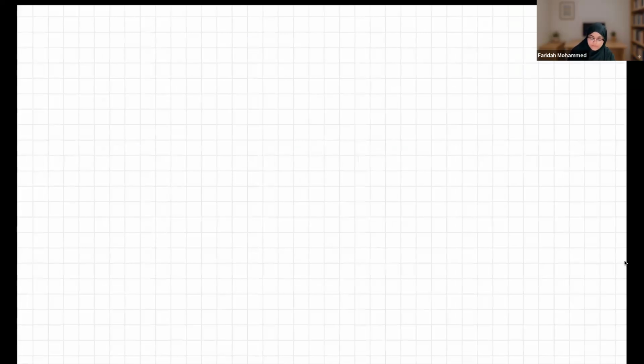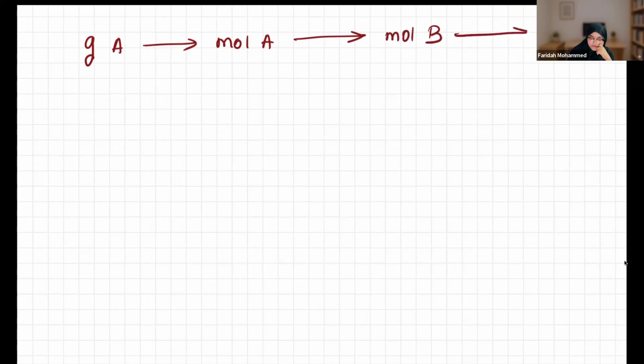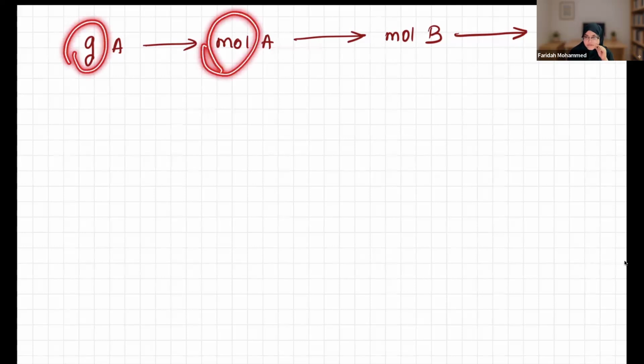First, you want to know this roadmap. You want to go from grams of A to moles of A, and then from moles of A to moles of B, and then from here, you want to go to grams of B. Okay, write it down. Whenever you want to go from grams to moles, you are going to use molar mass. I'm just going to write molar mass of A.